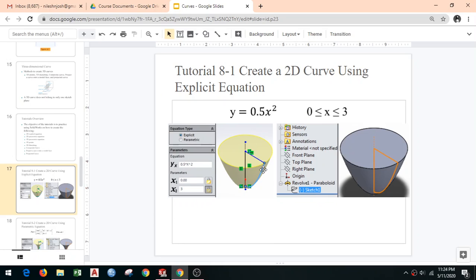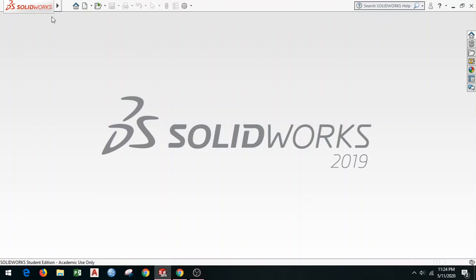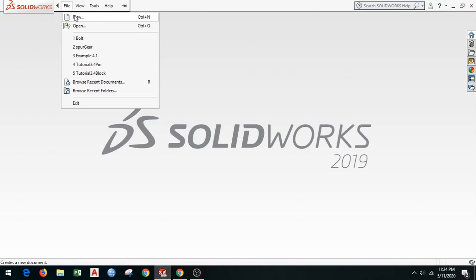So in the picture you can see here, this blue curve is the curve that we want to create, and the equation of this curve is y is equal to 0.5 x square. So without further ado, let's go to SolidWorks here. In SolidWorks, I'm gonna create a new part.